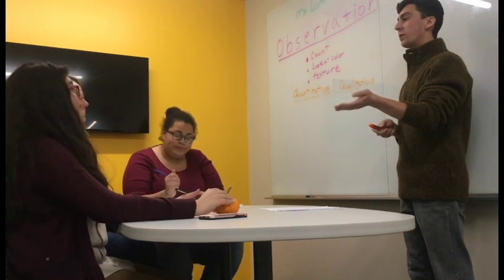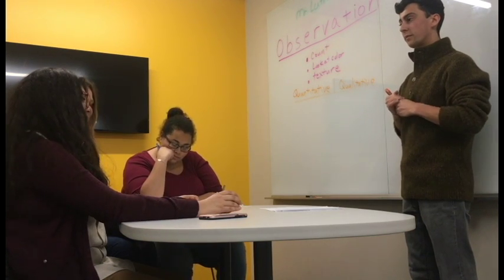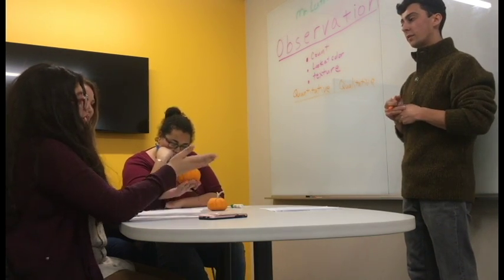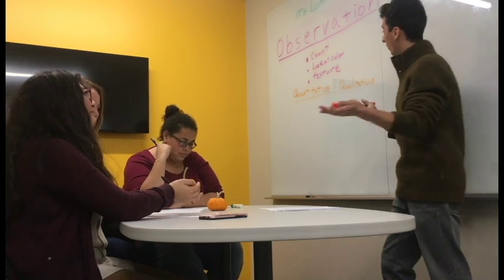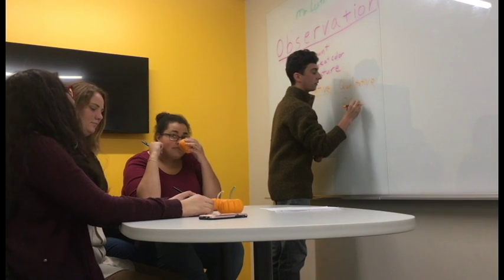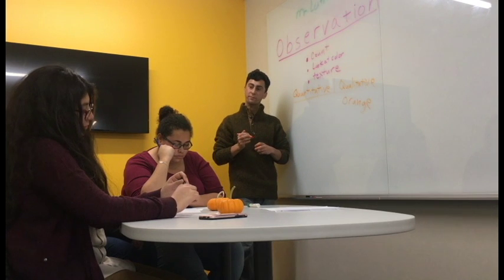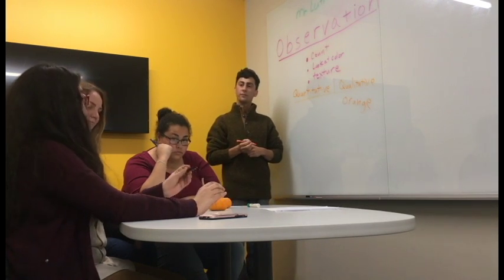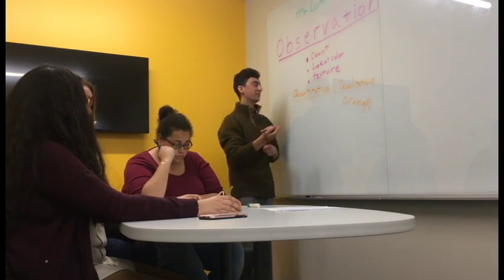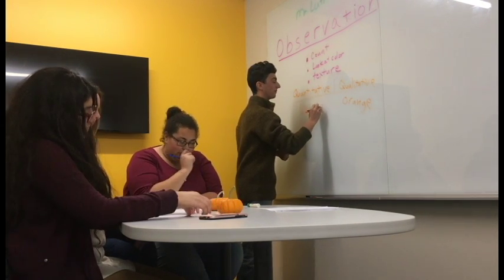Okay, Florence, can you give me an example of a qualitative observation? Yes, so I noted that the pumpkin is orange. The pumpkin is orange. That's perfect. Now, what would be a quantitative observation? I counted 10 stripes. So there are 10 stripes. Yes.